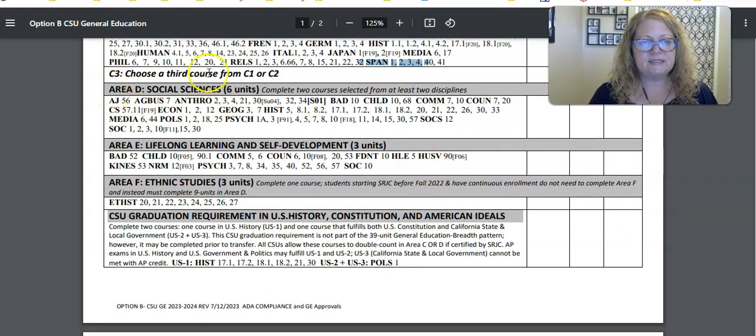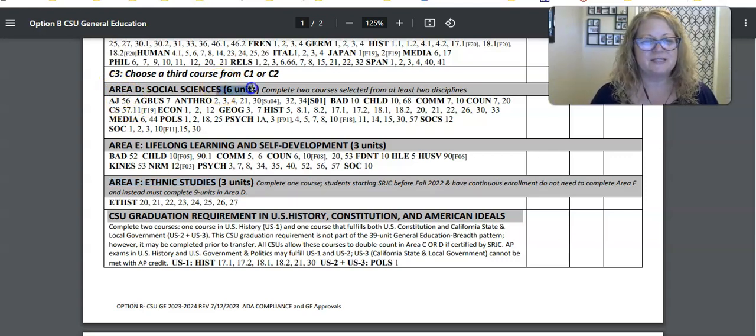Area D is 6 units, and this changed in fall of 2022. So if you started attending prior to that, then you have the rights back to do 9 units in Area D, and you don't have to do ethnic studies, okay? So for the purposes of this, let's just pretend that all of you started in fall of 23.